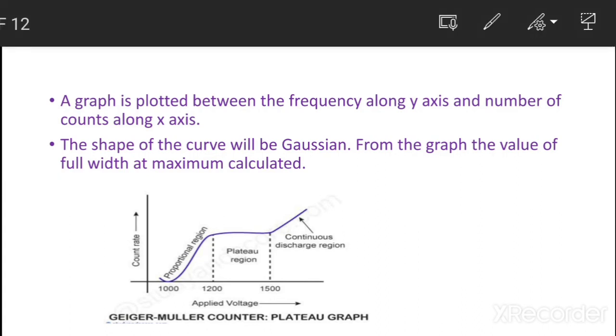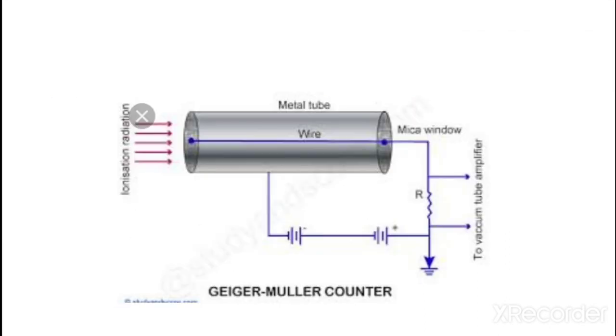Here is given the GM counter plateau graph, with applied voltage on the x-axis and count rate on the y-axis. There is the plateau region. Before that plateau region we have the proportional region, and after that plateau region we have the continuous discharge region. There is the GM counter structure: ionizing radiation incident on the cylindrical shaped metal tube. There is a mica window.